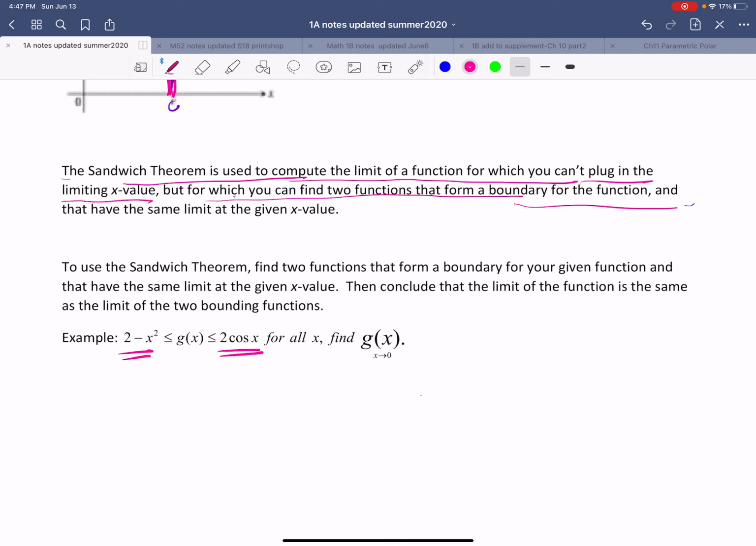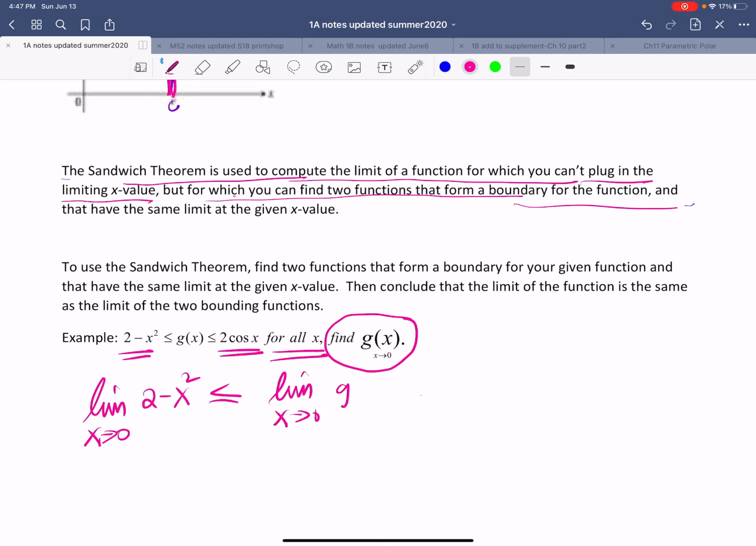Here we have 2 minus x squared less than or equal to g of x, less than or equal to 2 cosine of x, for all x. We're given that g of x is in between these two functions, but we don't know what the function g of x is. We want to find the limit as x approaches 0 of g of x. We don't even know what g of x is. That's okay. We're going to take the limit as x approaches 0 for the entire inequality. For the lower bound, when x approaches 0, 2 minus x squared will go to 2.